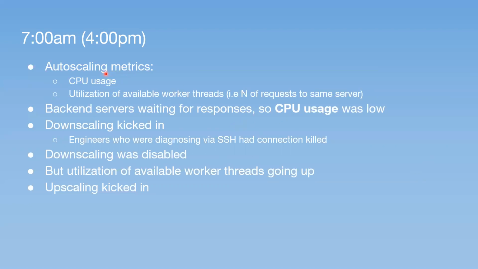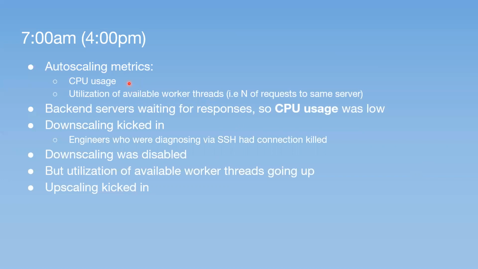AWS has something called auto scaling. That's where you can tell AWS to listen to some metrics on the instances and then to increase or reduce the number of instances based on these metrics. The metrics that Slack used are CPU usage and the utilization of available worker threads. Basically, every instance can take in a certain number of requests at the same time. So this is what that is.